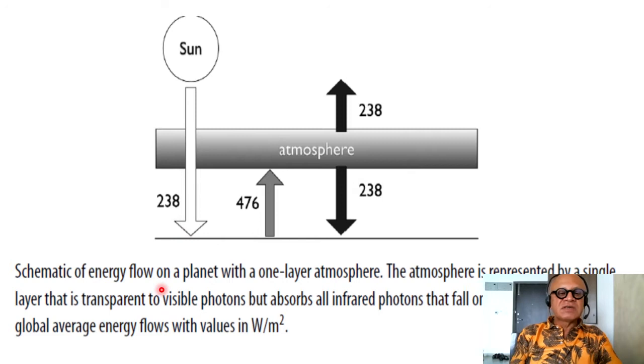So this is a schematic of energy flow on a planet with a one-layer atmosphere. The atmosphere is represented by a single layer that is transparent to visible photons. So solar energy is coming all the way to the surface, but the layer absorbs all of the infrared photons that fall on it, which is the assumption we had made as well. The arrows show global average energy flows with values in watts per meter squared.